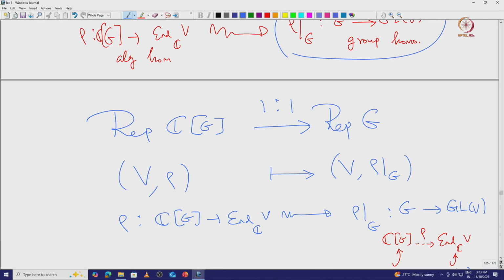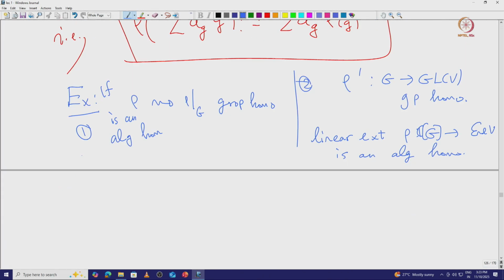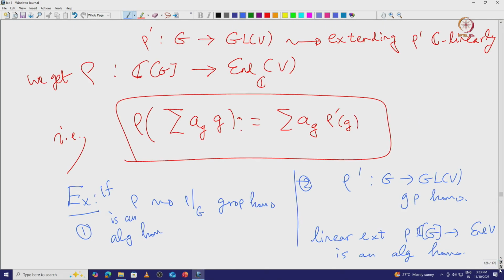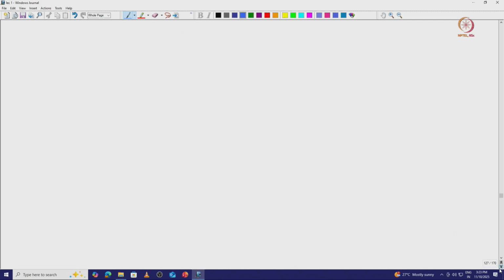Now, using this correspondence, we can borrow all the terminologies that we have defined for the algebra CG. For example, we can define subrepresentation, irreducible representation, indecomposable representation, decomposable representation, completely reducible representation, and so on. Let me write down the equivalent definitions here in the realm of representations of finite groups, so that we do not get confused.